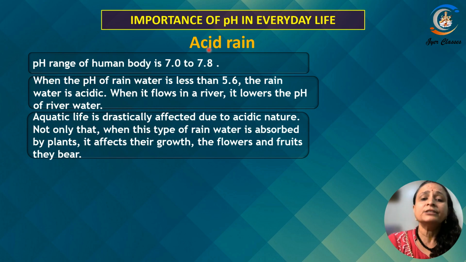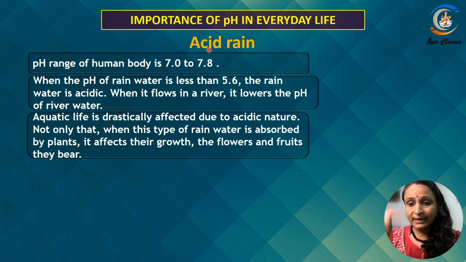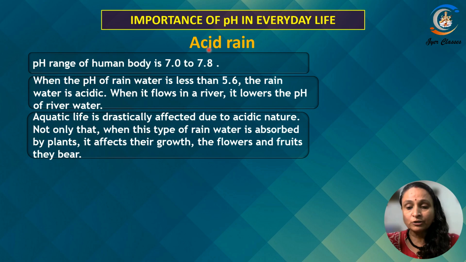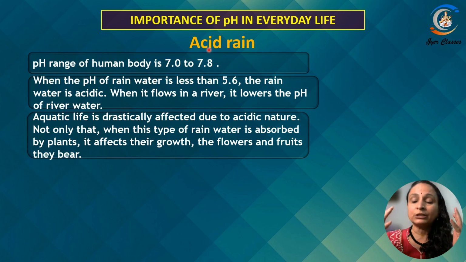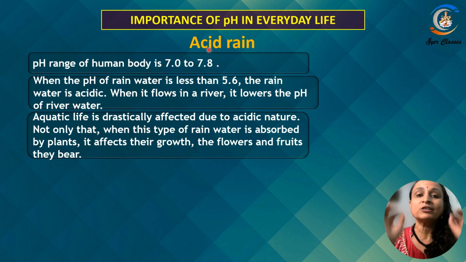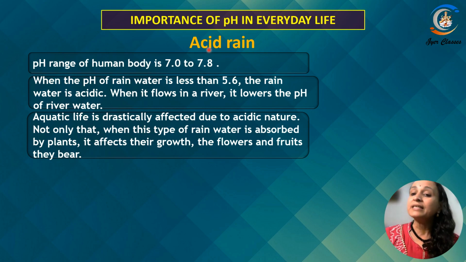Not only is aquatic life affected, but the rainwater also falls on the land. It falls on the jungle, on the ground, and on the field. So all the living things are affected and the plants' growth is hindered. If the fruits are already formed, the fruit's quality is destroyed, and overall there is only loss because of this acid rain.